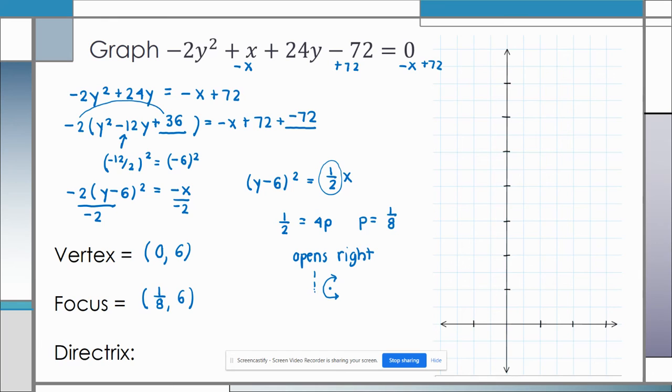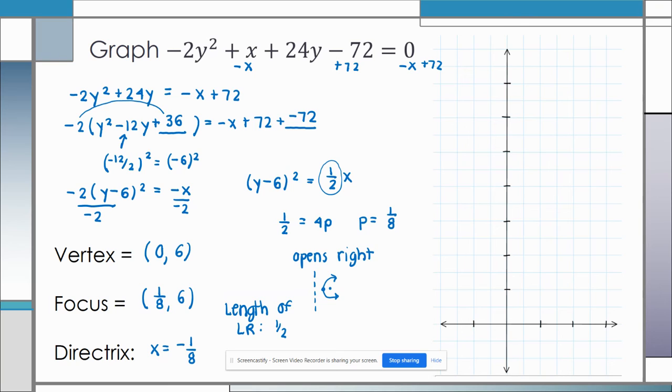I know that my directrix is going to be a vertical line, so that's x equals, because the vertex was at 0, 6, I'm moving 1/8 to the left, so from 0 minus 1/8, that gives us x equaling negative 1/8 for our directrix. Okay, the length of the latus rectum is going to be the absolute value of that term in front of the non-squared term. So that's going to be 1/2.